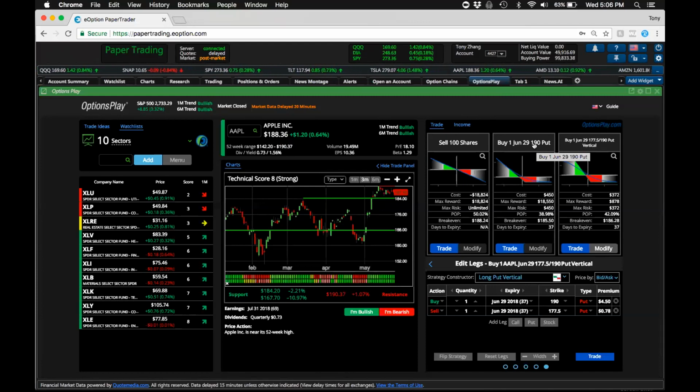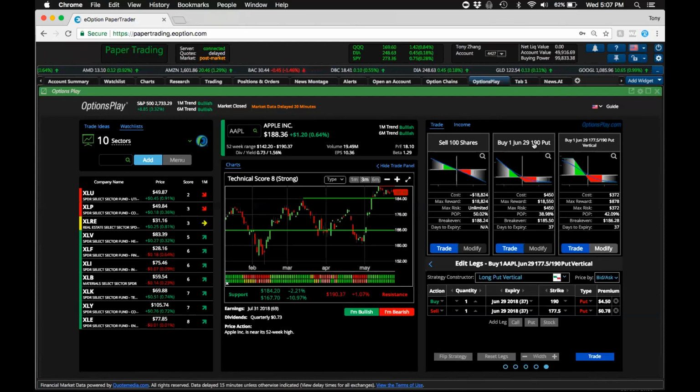Any volume data taken into account in OptionsPlay? No, not at all, because volume and open interest is not a good gauge for really anything other than what other people are trading. So we don't really care what other people are trading when we analyze these options. We assume all options are liquid, especially for retail. When you're trading 10, 20, 50 contracts, liquidity should not be a concern of yours unless you're trading thousands of contracts. Then you may be concerned.